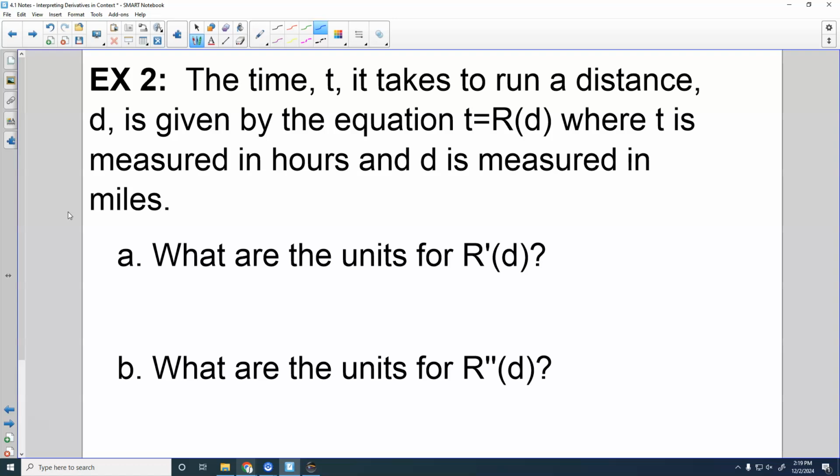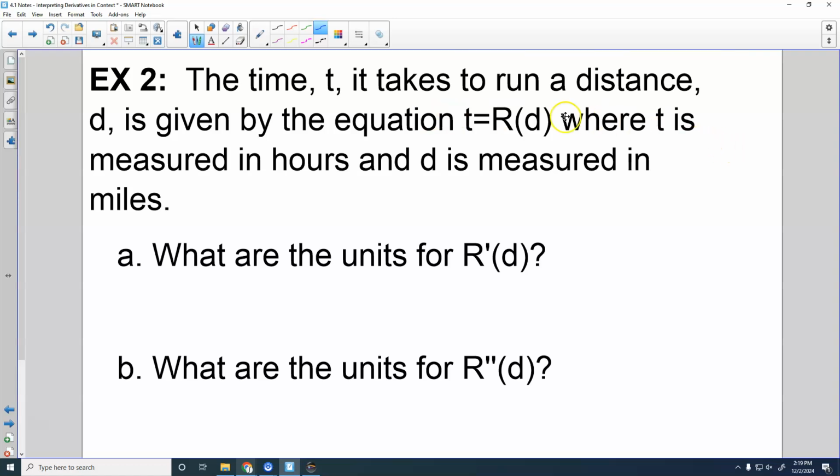And for this, they're asking us for units for r prime of d and also r double prime of d. Now, this is backwards from what you would normally think of, so it makes it a more difficult problem. When you see miles and hours in a problem, what do you want to use for units? I want to use miles per hour. I want to just write down miles per hour for part A, miles per hour for part B.